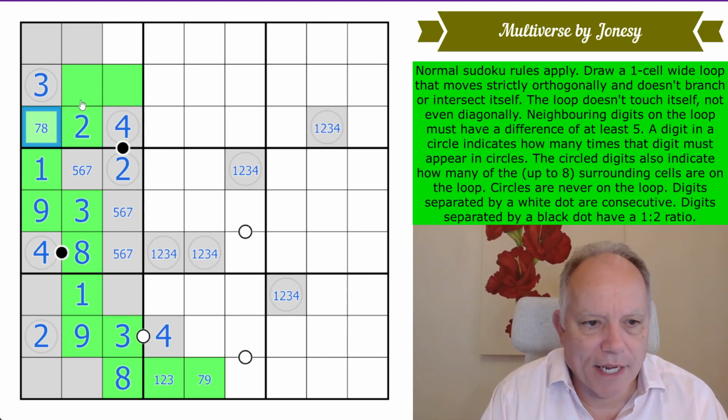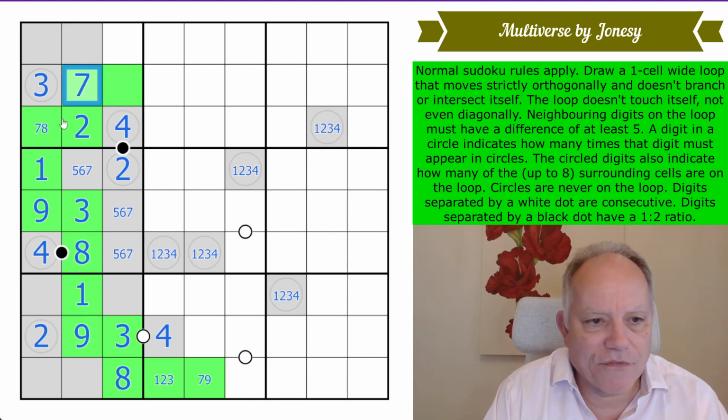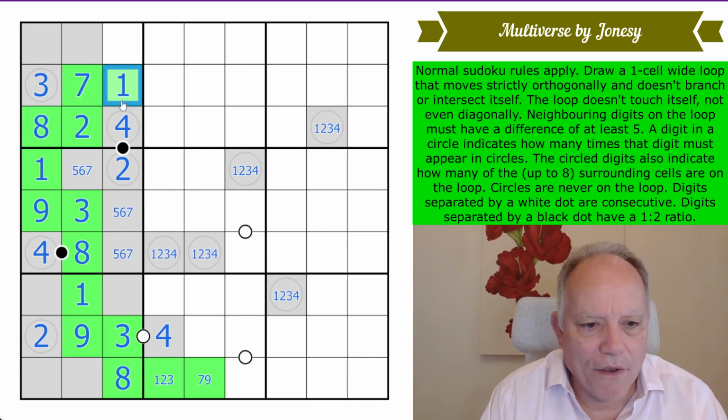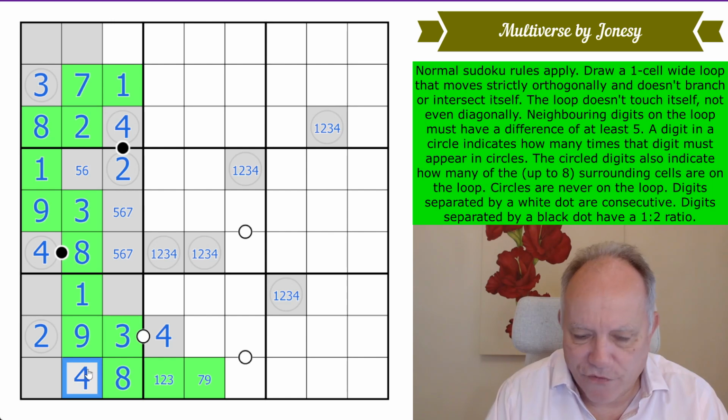This is 7 or 8. 2 can touch, it can touch 7, 8 or 9, but there it's fixed. So 7 there, 8 there. 7 can only touch 2 or 1. This is great. That's not a 7. 7, 2, 3, 8, 1, 9. We can place 4 there by Sudoku. That digit's 5 or 6.